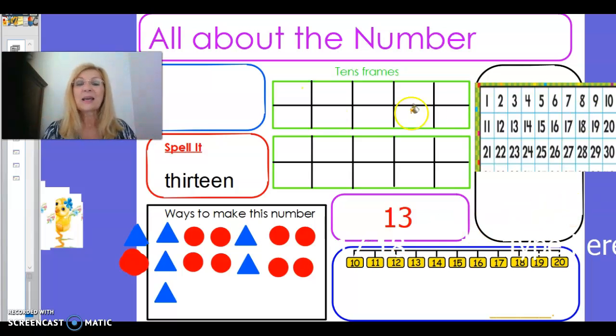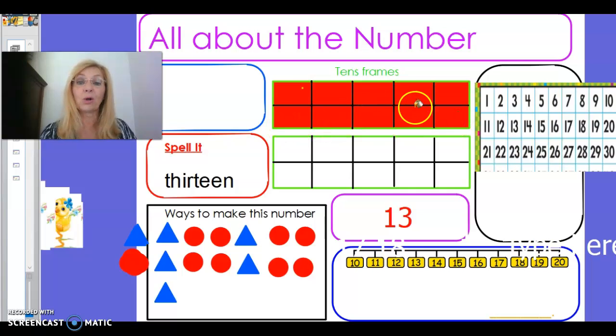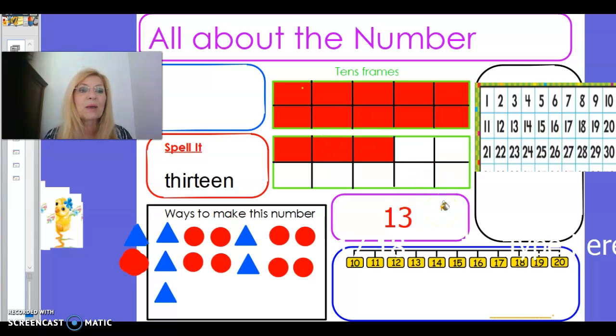I hope so. Can we build 13 on our 10 frames? How many 10 frames will it take? Can we get 13 all in one 10 frame? I hope I heard someone from Miss Jackson's class say, no, you'll need two, Miss Simon. Let's find out. Count with me: 1, 2, 3, 4, 5, 6, 7, 8, 9, 10. One whole 10 frame makes 10, but we need more, right? What's after 10? 11, 12, and one more is 13. Beautiful, boys and girls. We built 13 on the 10 frame.